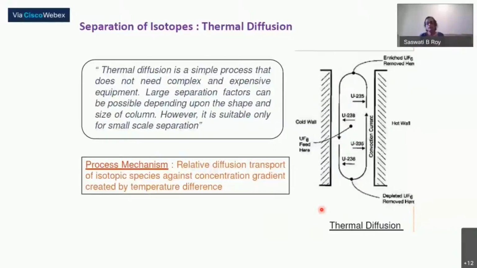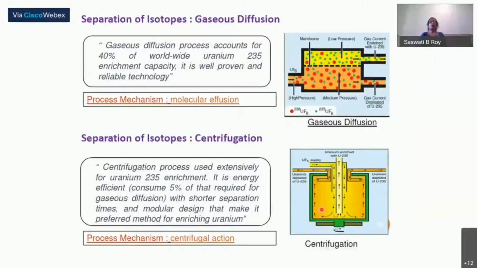So here fluorine does not have any other isotope. That way it becomes much simpler. Only uranium isotopes need to be considered. So this thermal diffusion is one process which people initially used on a large scale. But gas diffusion accounts for 40% of worldwide uranium-235 enrichment capacity. It's a well proven and reliable technology.